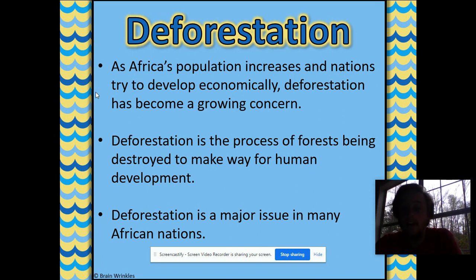So we talked about this last year when we talked about the Amazon rainforest, and how a lot of it was being cut down to make way for more people in Brazil. They were getting more people, the cities were expanding, and also money making as well. So deforestation is essentially just cutting down the forest.